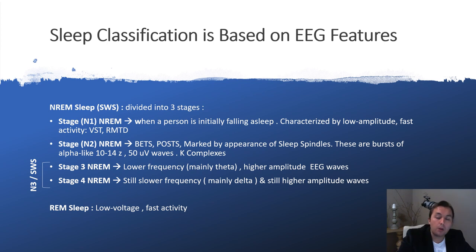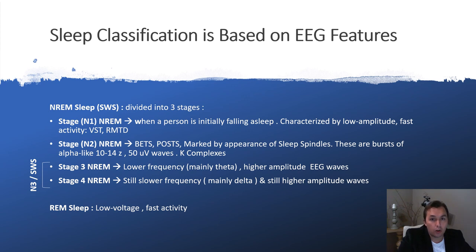Stage 2 non-REM is marked by the appearance of BETS, which is short for benign epileptiform transients of sleep, as well as POSTS, otherwise known as positive occipital sharp transients, and there can be sleep spindles. These spindles are bursts of alpha-like activity with a frequency of 10 to 14 Hz, and they can sometimes have an amplitude of up to 50 microvolts. The appearance of K-complexes is regarded as one of the features signaling the onset of stage N2 sleep, and they should normally occur against a generally slow background, usually in the theta range.